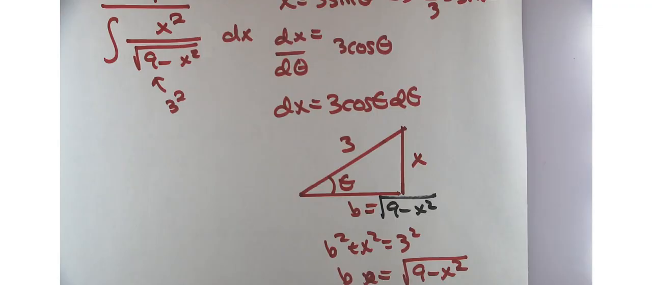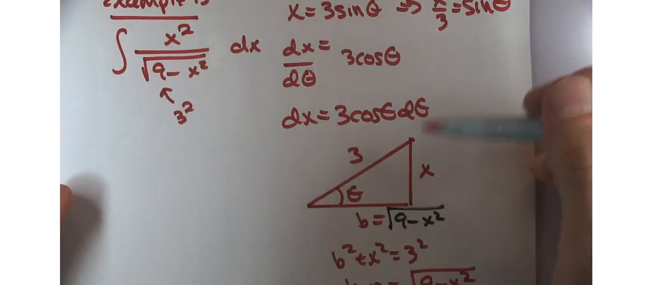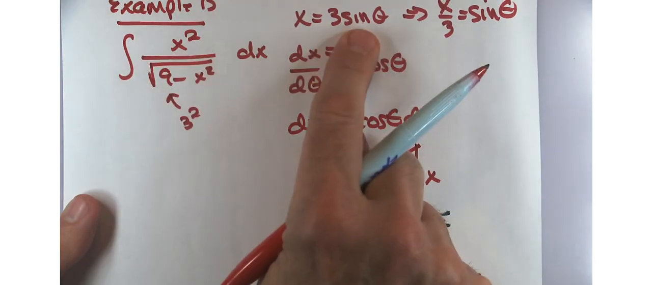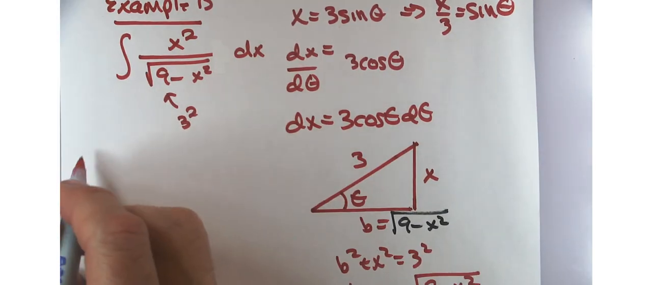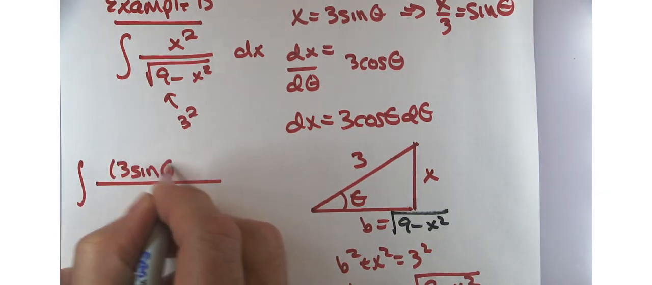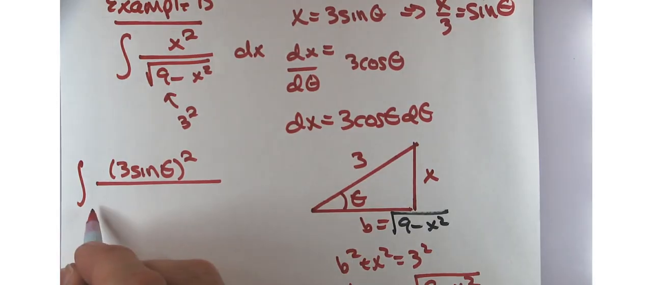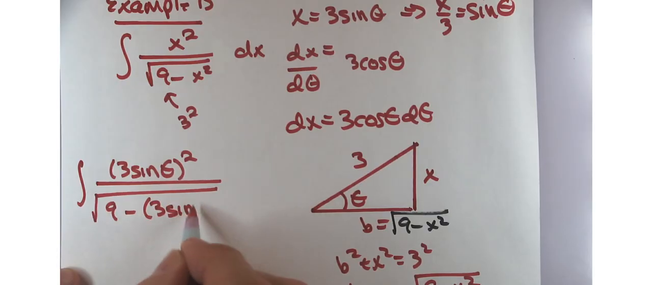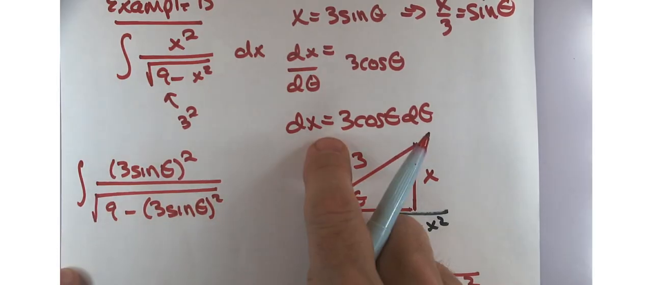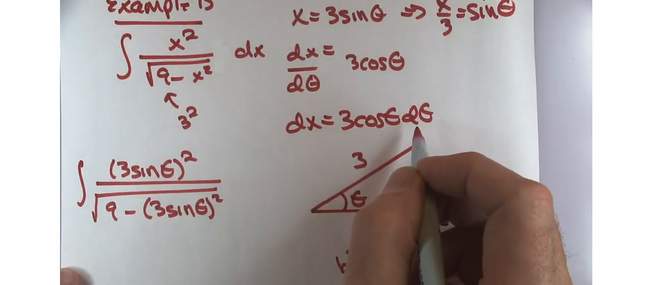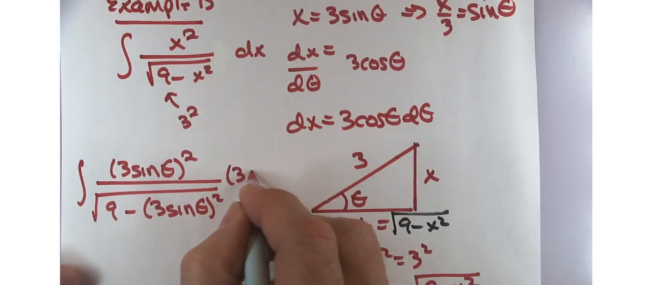Okay, lots of substitution, a little bit of work here to do as well. Let's see what this looks like. In the numerator, I'm going to throw in an x and replace that by 3 sine of theta, so 3 sine of theta squared. In the denominator, it's going to be 9 minus 3 sine of theta squared. And then dx is going to get replaced by 3 cosine of theta d theta.